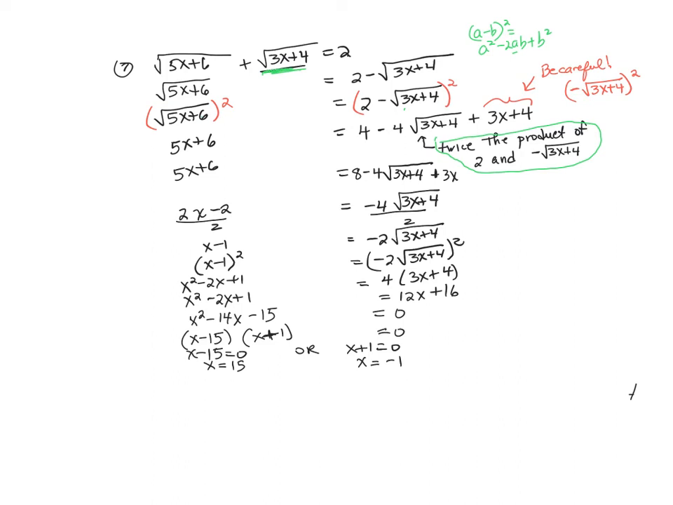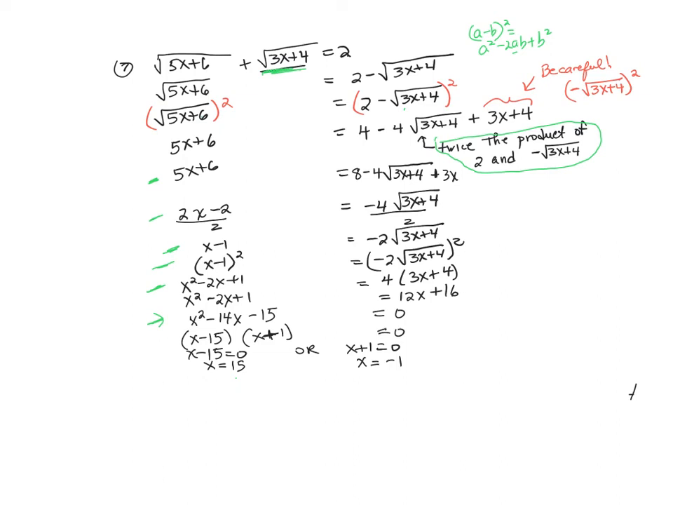So we combine like terms in this step here. We divide each side by 2 to make it a little easier. And we end up with this equation. We square each side again. And again, we FOIL this out, and we bring the terms over to one side. We get this quadratic x squared minus 14x minus 15 equals 0, which is factored into x minus 15 times x plus 1. And the two possible answers are 15 or negative 1.